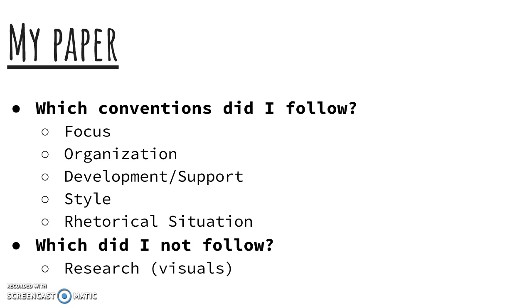Under the style category, the sentence and paragraph lengths varied for each article, so I tried to do what flowed best for my topic. In the final category that I followed, rhetorical situation, the primary purpose of the articles are to provide information on the topic at hand, and that is exactly what I did in my paper. Moving on to the writing convention that I did not follow, which is research. The articles almost always had some sort of a visual that related to the topic. For my paper, I did not incorporate any images.